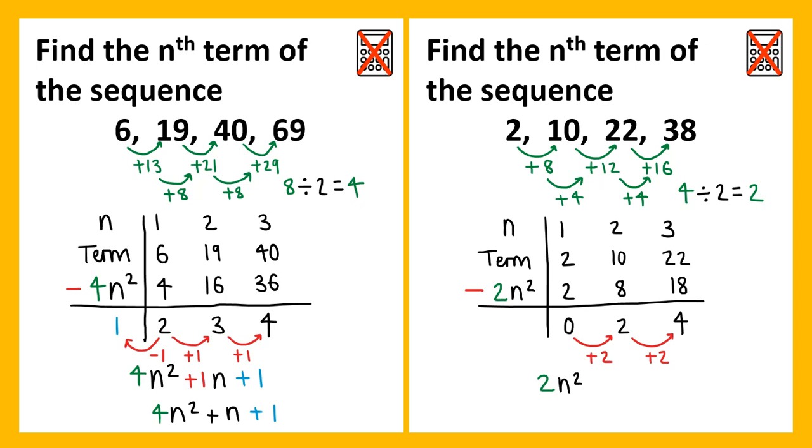be 2n squared plus 2 lots of n, and taking away 2 to find the 0 term is negative 2, meaning my constant will be subtracting 2 away from the nth term that I have so far. My answer cannot be simplified any further, meaning the nth term is 2n squared plus 2n minus 2.